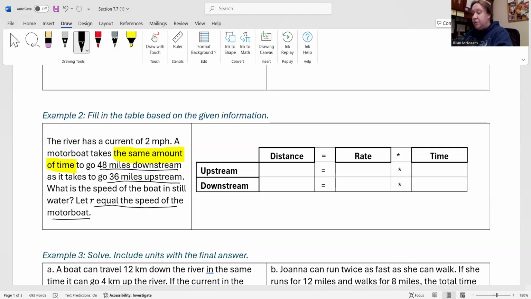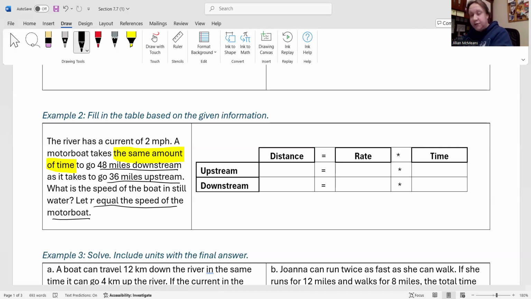Then we come over here and we have this table. Notice that I have just distance equals rate times time. That becomes the columns of the table: a column for distance, a column for rate, a column for time. We then have rows for the two components of this problem: going upstream versus going downstream.